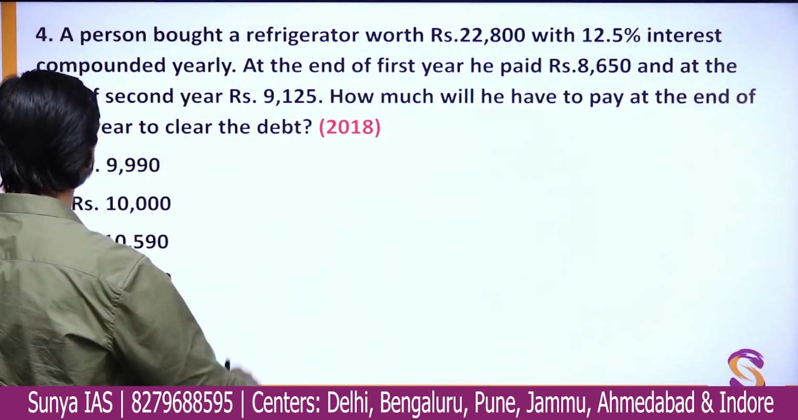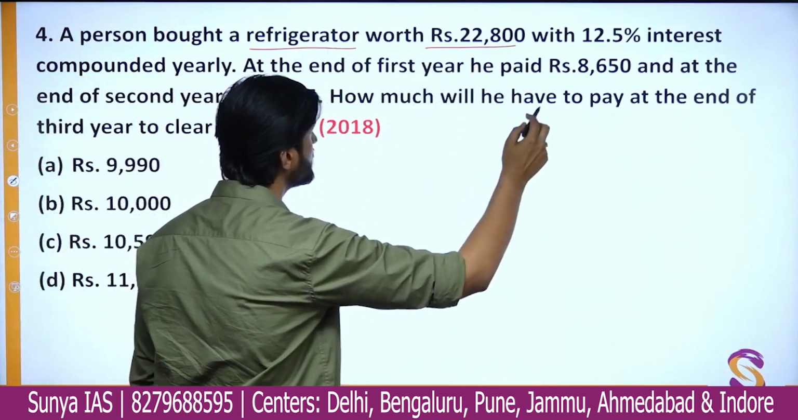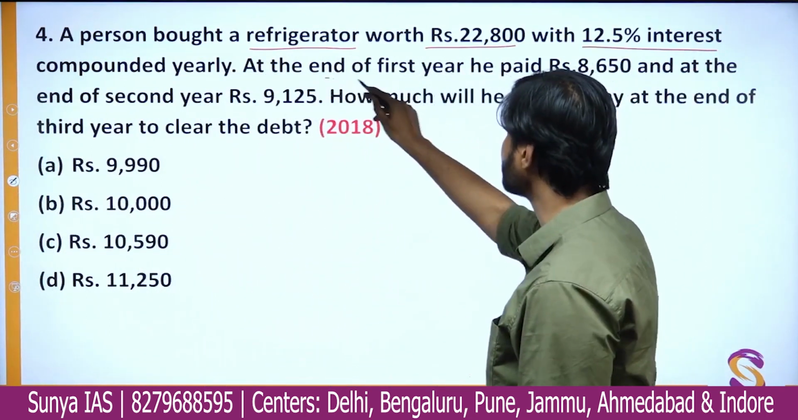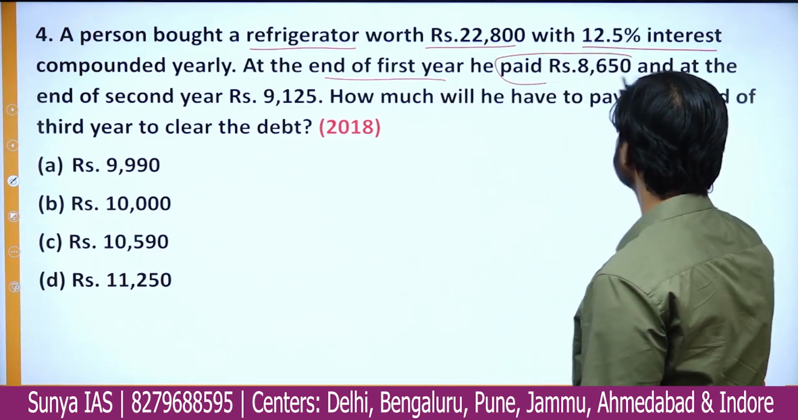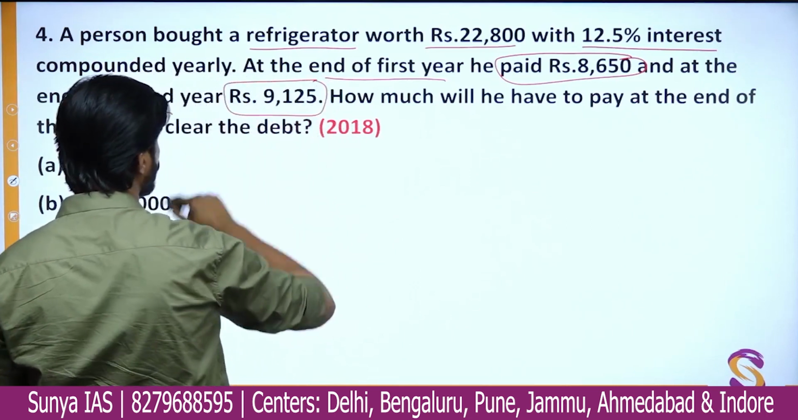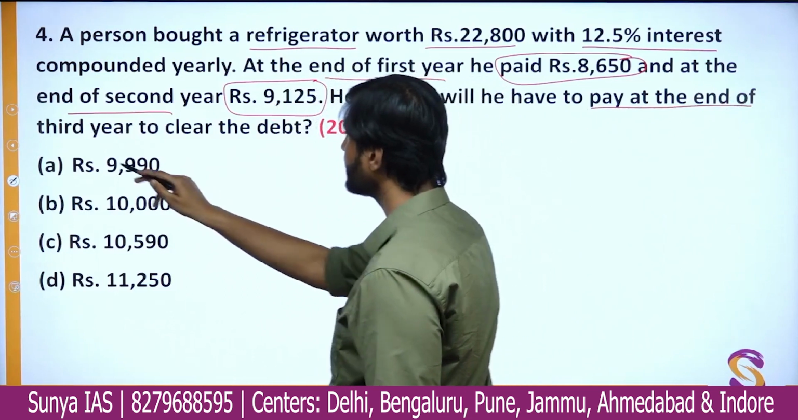So the question says a person bought a refrigerator of this much amount with this much loan, at a 12.5 interest rate. At the end of the first year he paid this much amount. At the end of the second year he paid this much amount, and so how much will he have to pay at the end of the third year to clear the debt?